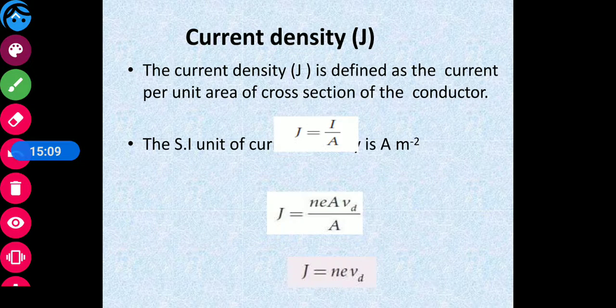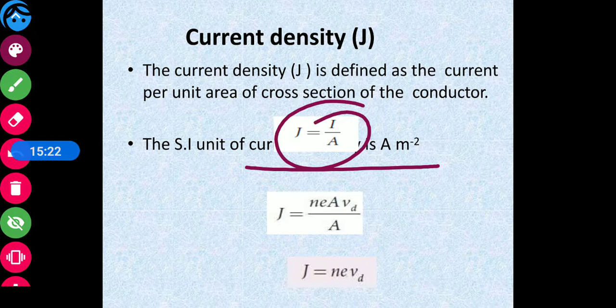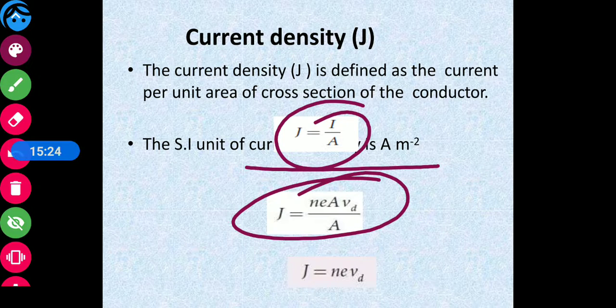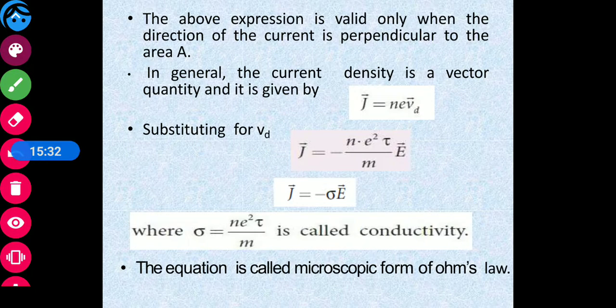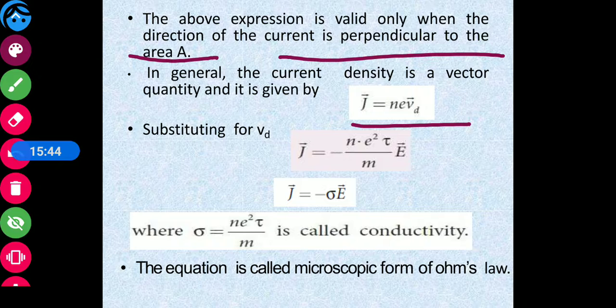Now current density. The current density is defined as the current per unit area of cross section of the conductor. The SI unit is ampere per meter square, and J is equal to I upon A. If you put the value of I, it reduces to n e Vd. So the current density J is equal to n e Vd. This expression is valid only when the direction of the current is perpendicular to the area A. In general, the current density is a vector quantity and is given by J is equal to n e Vd vector.